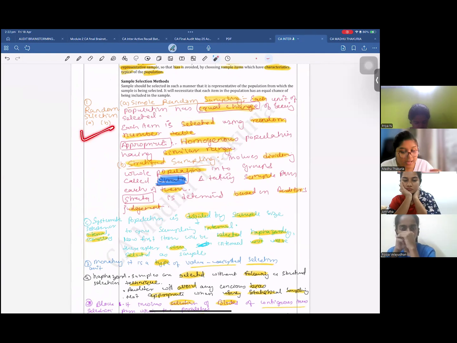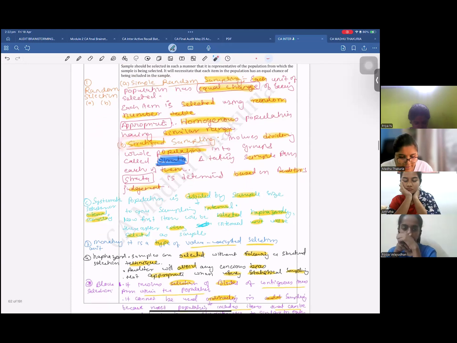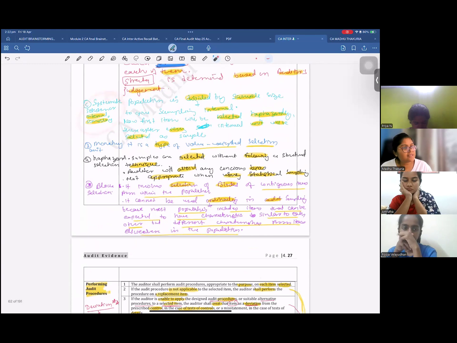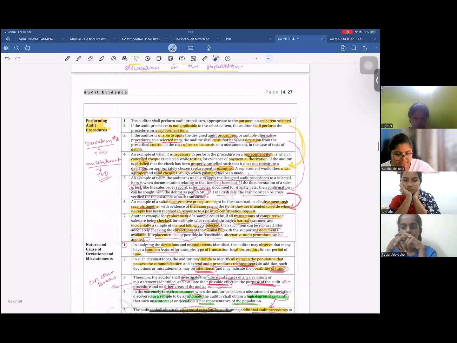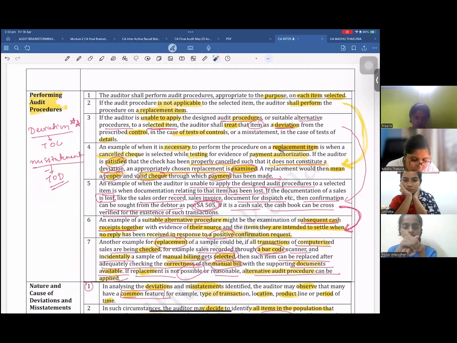Under the random selection method, you have simple random selection and then the stratified sampling. Then you have systematic or interval sampling, that is the second method. Then you have the monetary unit method, then the haphazard selection method, and then the block selection method. Now you have selected a sample. What will you do? You will perform the audit procedure on that selected sample. There can be a question on that.